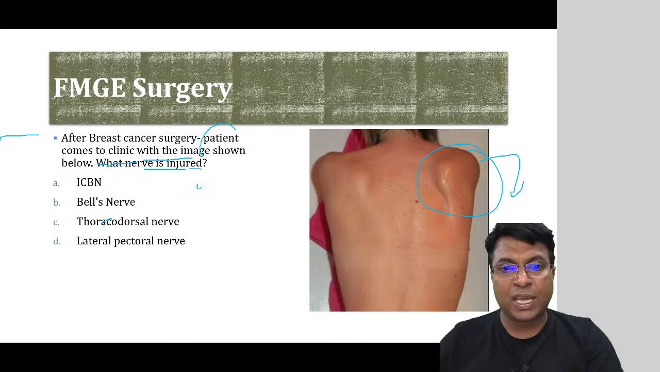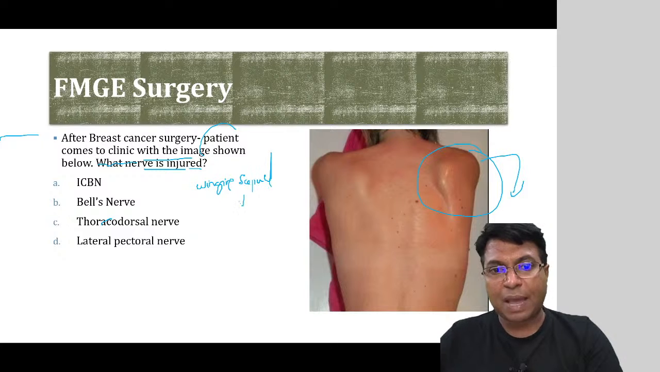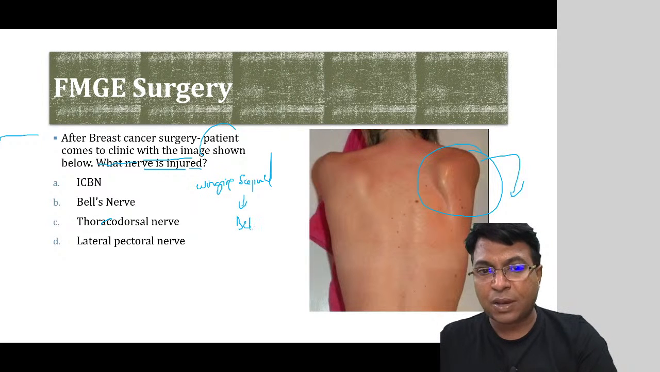This is due to Bell's nerve injury. Please remember, this is winging scapula. It is not a surgery question at all. It is an anatomy question. Winging scapula is a finding seen in Bell's nerve injury.